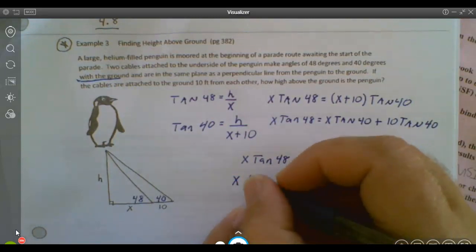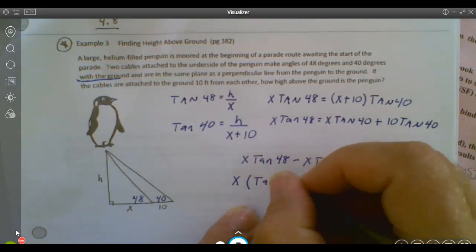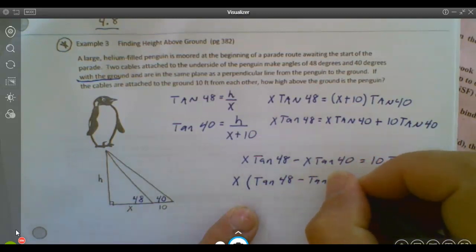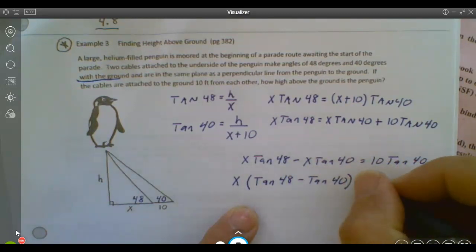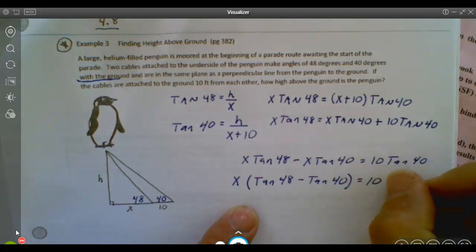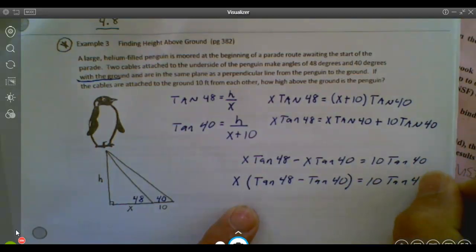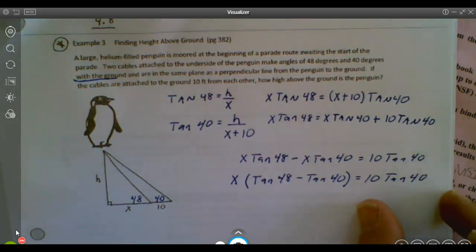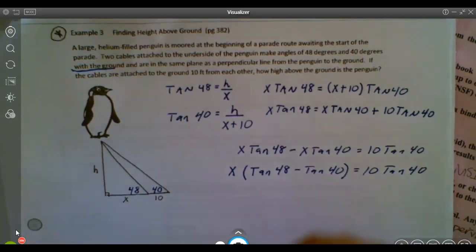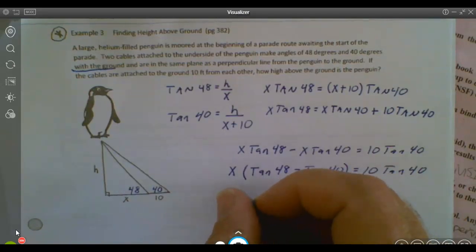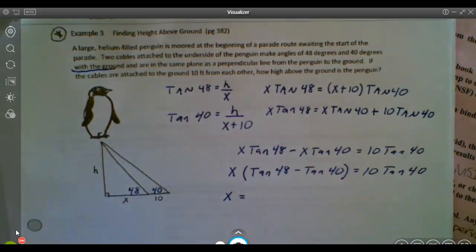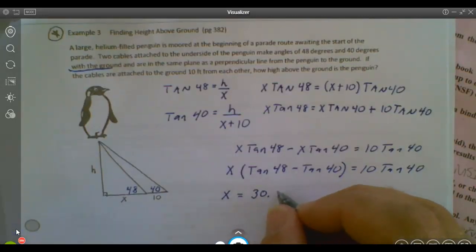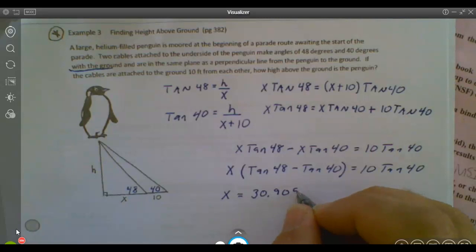A little trick we've used before. So we're here, and then one last step would be to take this and divide it over to the other side, and that'll tell us our answer for x. And this is where we'll throw it into the calculator and get a value for x. Ends up being about 30.905 if we round that.